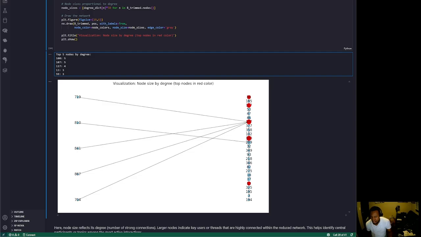So in this context, nodes such as 100 and 107, like we were just saying, have the highest degree, meaning they are the most active threads, receiving posts from multiple users. Similarly, 117, 13, and 59 also show strong participation, and this visualization helps identify the core discussion threads that drive engagement in the forum, showing where most user interactions are connected.